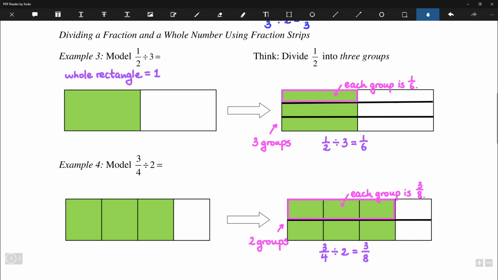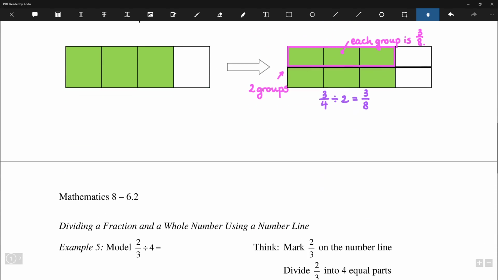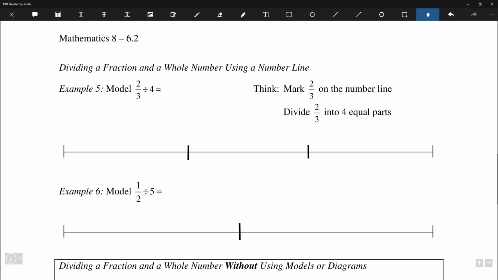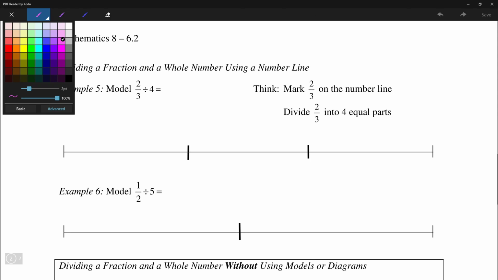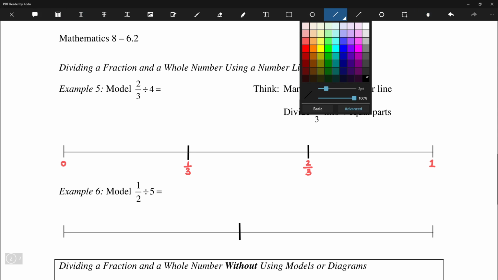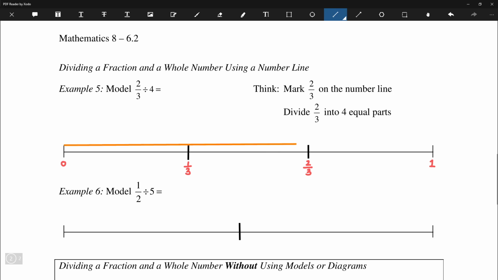So just as in the previous section, we also can look at dividing a fraction and a whole number using a number line. So in this case, we have a number line that is made into thirds. So this is 0. First marker is 1/3. Then we have 2/3. And then we have 1. So the original dividend is 2/3. So let's mark that down. So we're going from 0 to 2/3.